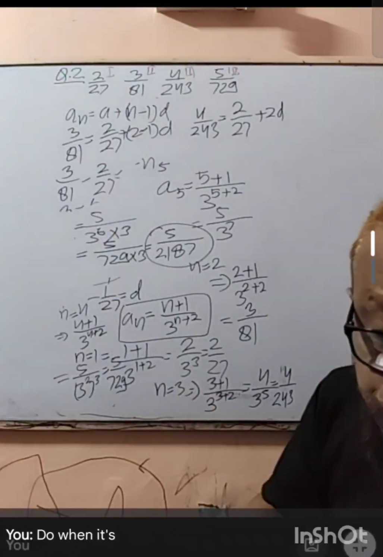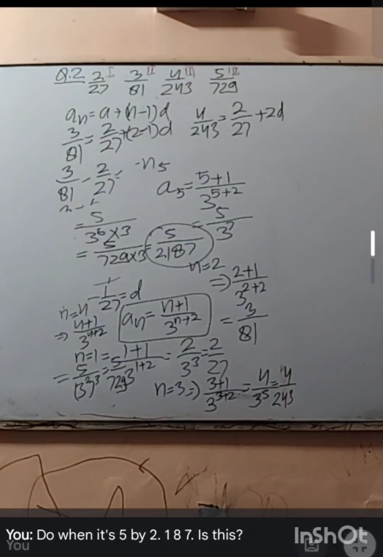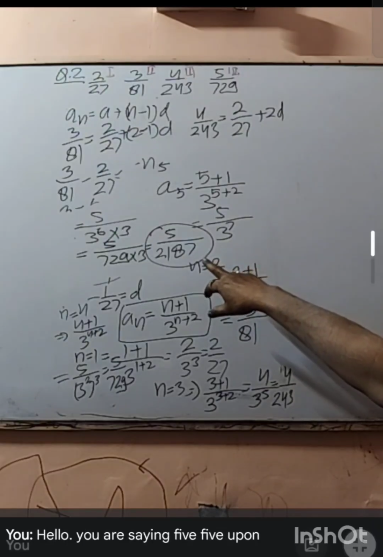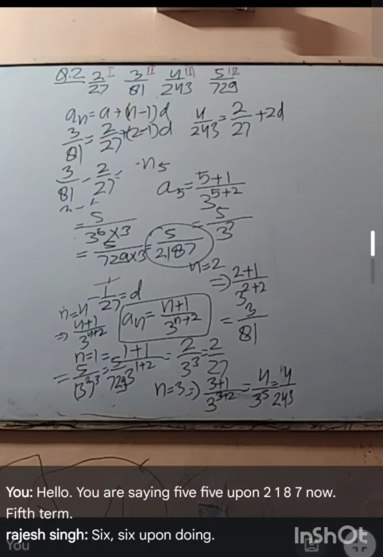2187. 5 by 2,187. Is this? You are saying 5 upon 2,187, na? Fifth term. 6/2187 because it's 5 plus 1.